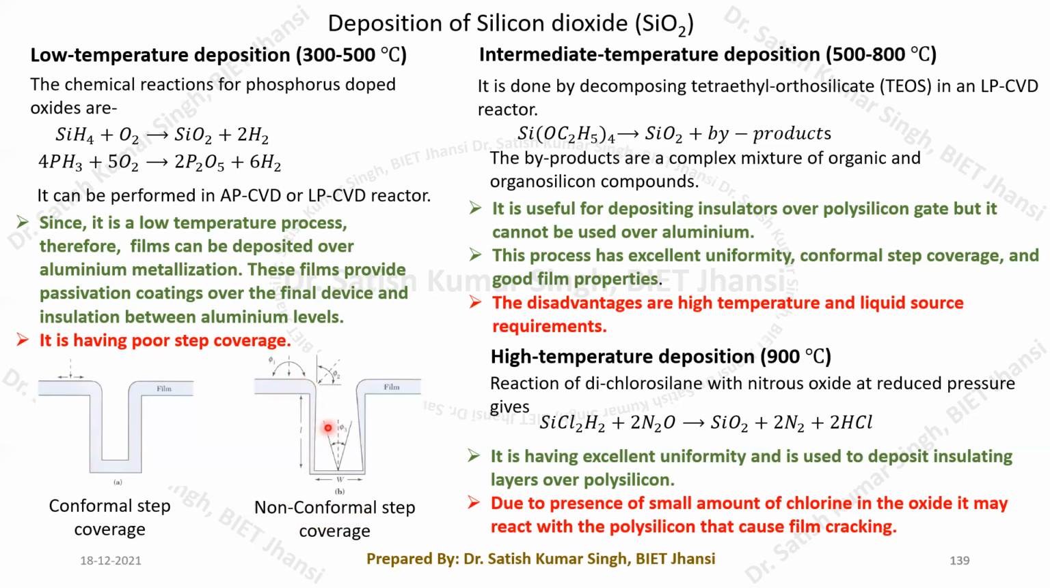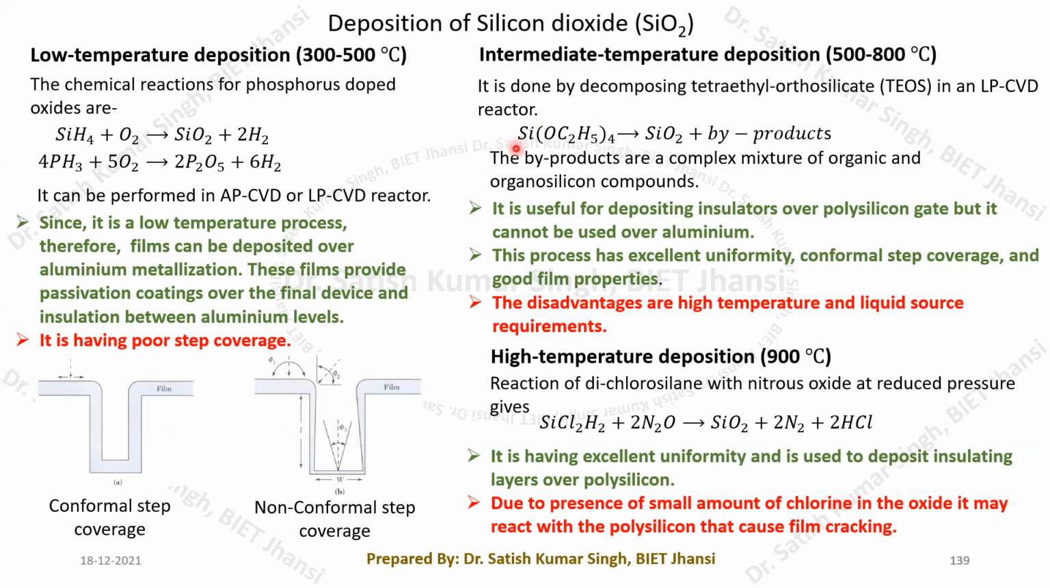Generally this type of layer which is deposited is having poor step coverage. So this is what we are saying, that generally this type of low temperature operation is giving us poor step coverage. It is suffering from this poor step coverage. We generally don't require this type of layer.